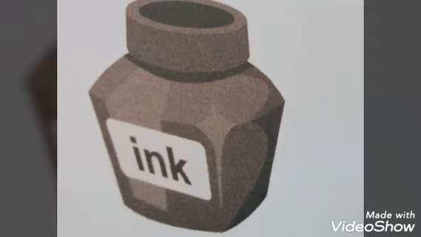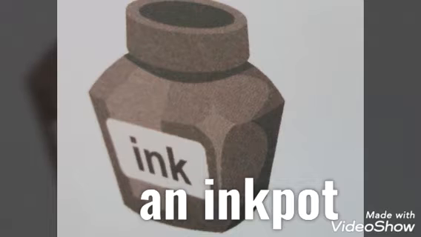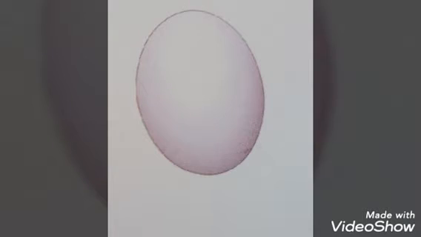Inkpot. I-N-K-P-O-T, inkpot. So the first sound is a vowel sound or consonant sound? Vowel sound. So we have to put what? An inkpot. Are you clear now? An inkpot. It is a vowel sound, so we put an. An inkpot. See the next example.